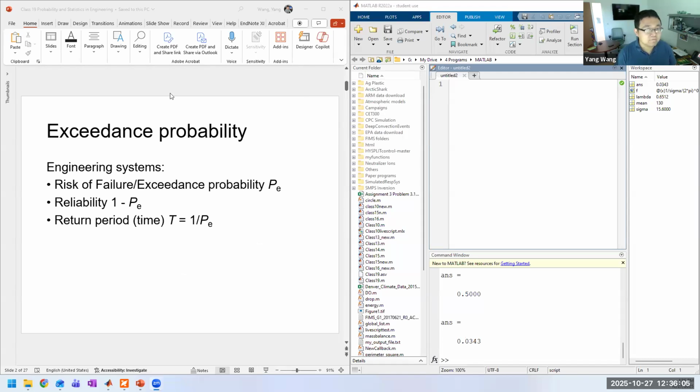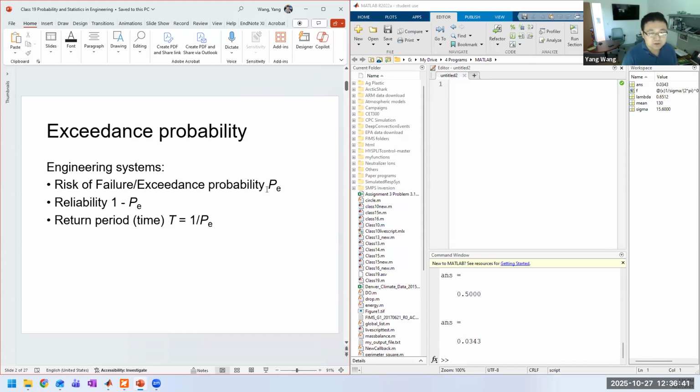So first, we want to give a few definitions. So first is that in engineering, we want to define this probability called the exceedance probability. So basically, it tells when the engineering system will fail, right? So basically, in these systems, we will define this probability PE, which basically is the exceedance probability, or we also call them as the risk of failure. Right. So for example, if you have a high exceedance probability, let's say 90%, right, the risk of failure for this value is 90%. Okay.